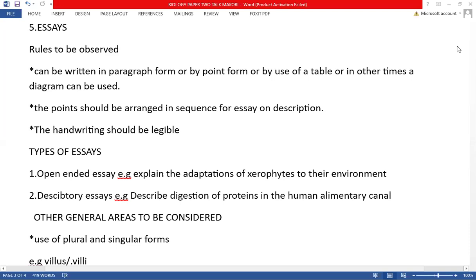But anyone can use the paragraph form. The work of the examiner is to read everything. So you may think that if you write in paragraph form, you will score fewer marks than one presented in table form. No, you will still score the same marks depending on the points that appear within your work. The work of the examiner is to read everything.